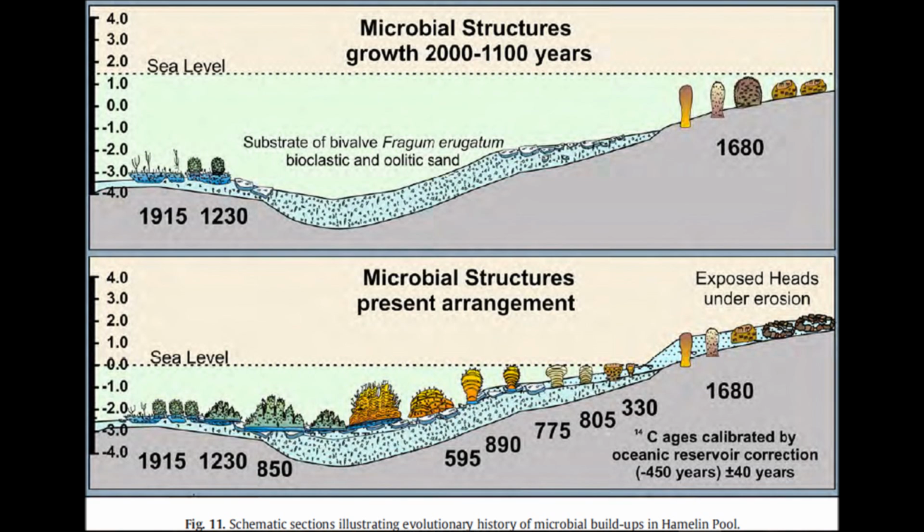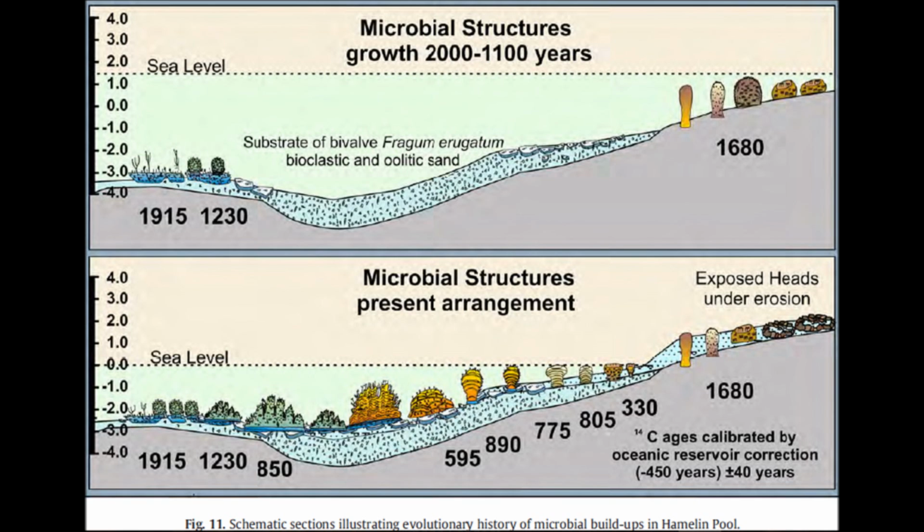Another thing that's happening in Hamelin, and I believe a much more important thing, is uplift. So when the land is moving up, you're having a relative sea level fall. And because you pair these two things together, the sea level fall has been about 1 meter to 1.5 meters over the last 1,000 years. What that has caused is the entire microbialite system to move seaward. And that's evident in this diagram.